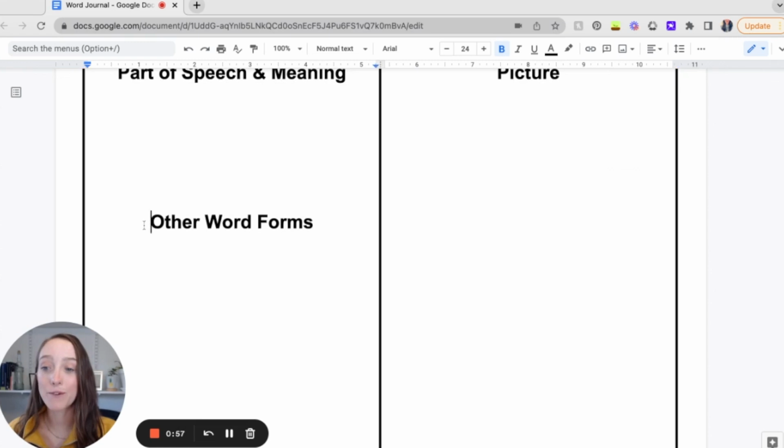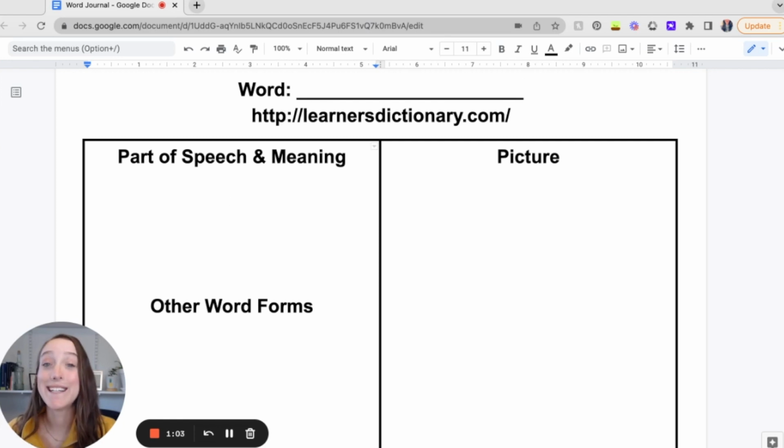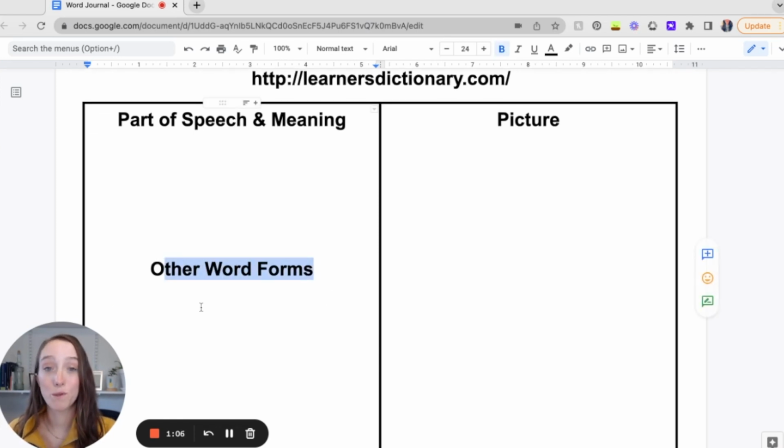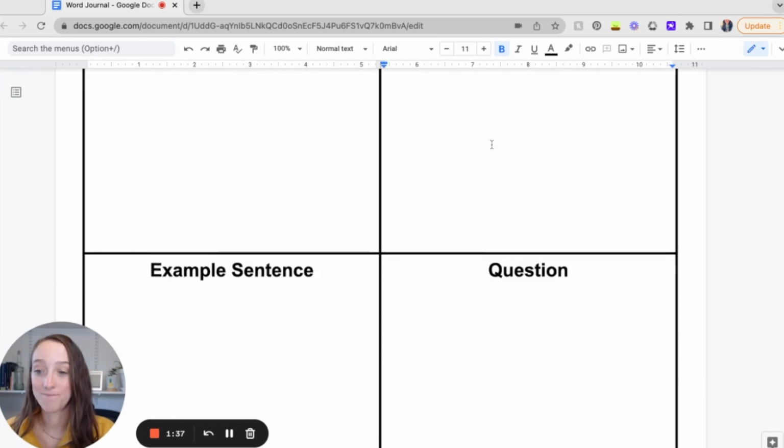Then you want to write down the other word forms. So let's imagine your word is a noun. The other word forms would be its adjective or its verb or adverb, relative. And I will show you an example of this in just a moment. Then you'll want a picture. It's better to draw the picture, right? As I talked about before, the memory with writing will improve, but you can always get pictures off the internet if you are worried that your picture will not properly represent the word.